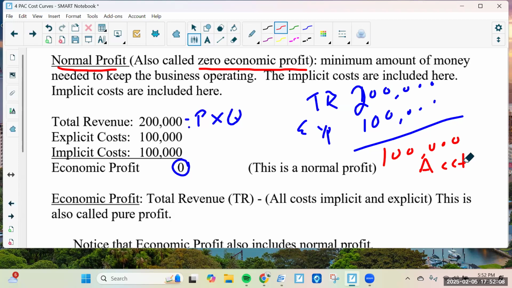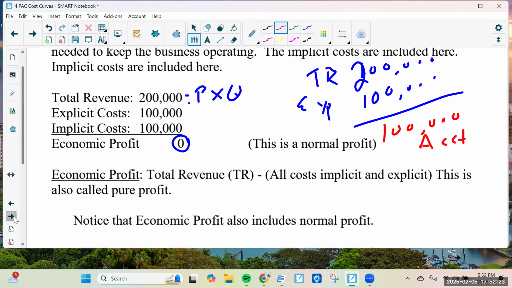But you're thinking, well, I made $100,000 in my old job. I'm not any better off, right? That's the way economists think. Economists always take into account opportunity cost. The economist is saying I made actually zero economic profit, right?